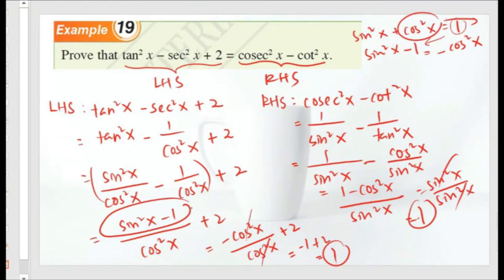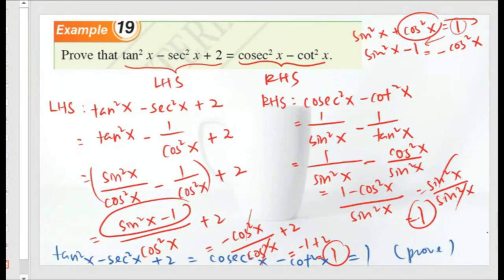So you prove already. Your conclusion is: tangent squared x minus secant squared x plus 2, equal to the right hand side, cosec squared x minus cotangent squared x, equal to 1. Proven. Okay, this is the way for the proving.